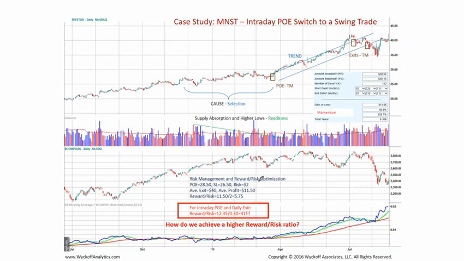And by the way, risk management, let's go through this too. So we entered the trade at 28.50. Stop loss was $2 below, so our risk is $2. Our exit on average is around $40, and our average profit is $11.50. So our reward to risk ratio is 11.50 divided by 2, which is 5.75. So this is a really good reward to risk ratio, because it allows us to think in terms of the many trades that we're going to conduct like this.